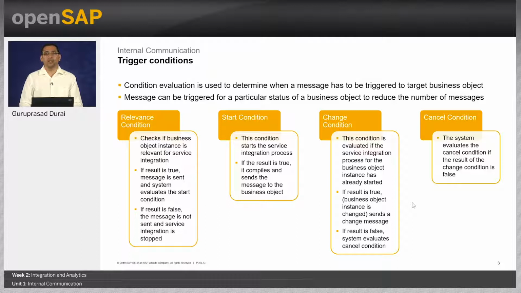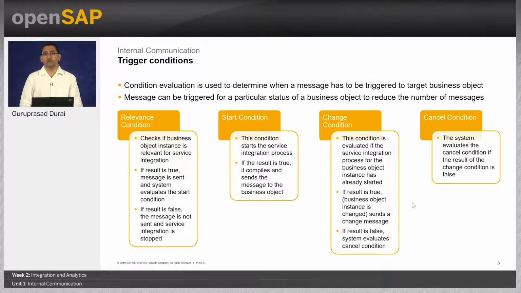Relevance condition. As the name suggests, the framework first checks if the source business object instance is relevant for service integration. If the result is true, the message is sent to the business object and the system evaluates the start condition. If the result is false, the message is not sent and the service integration is not started. Start condition. This condition starts the service integration process if the business object instance was not yet involved in the service integration process or if the process was cancelled. If the result is true, the framework starts the service integration process, that is, it compiles and sends the message to the business object.